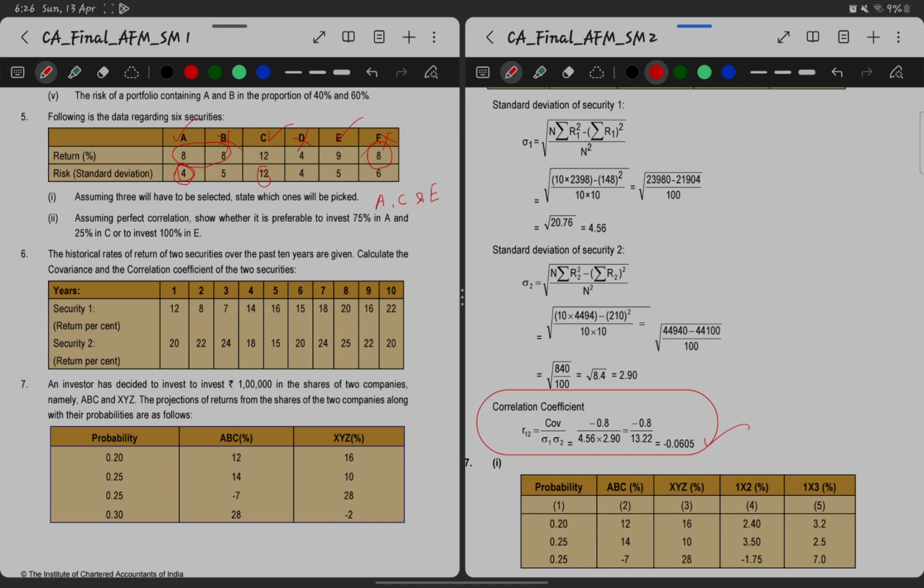So if return 1 is moving 1% up, then return 2 is moving 1% down. It is not a perfect correlation, so it will be in the ratio or percentage of this 0.0605. Thank you.